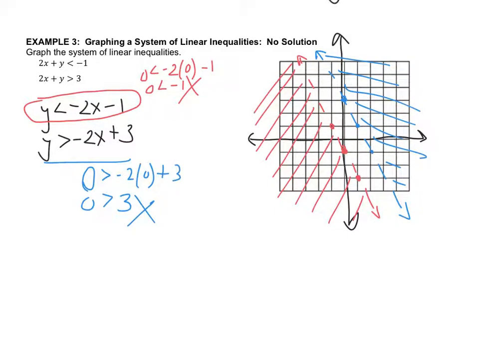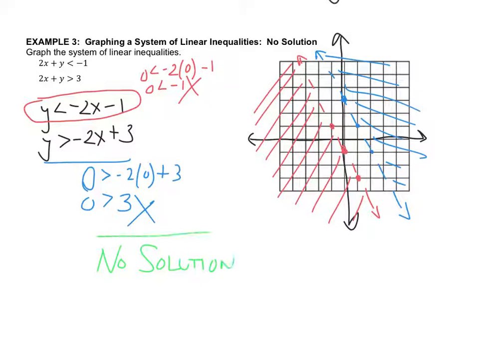So what do I see here? I see my solutions for the red one never meet solutions to the blue one. So because there's no overlapping area, this system has no solution.